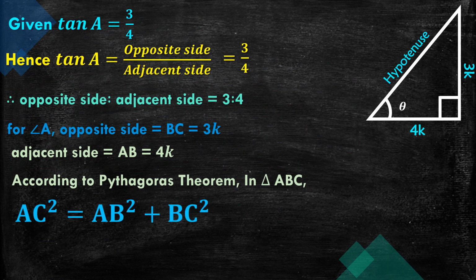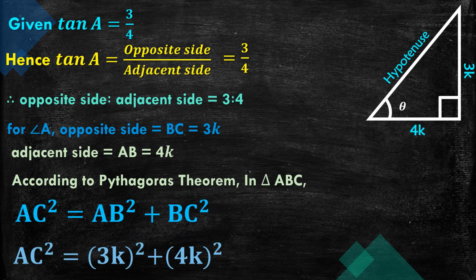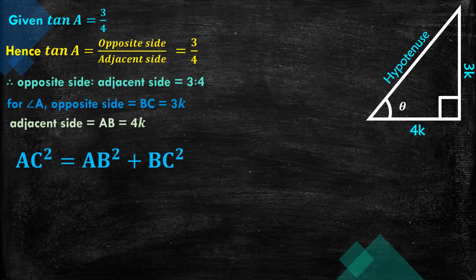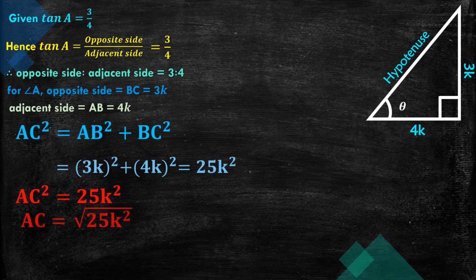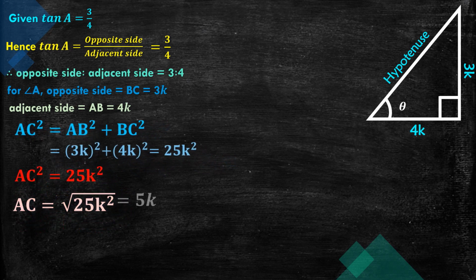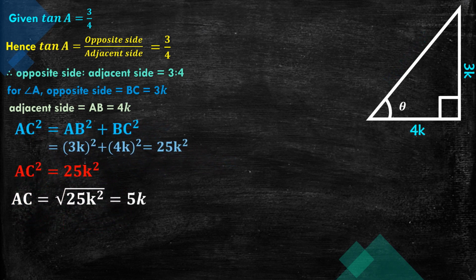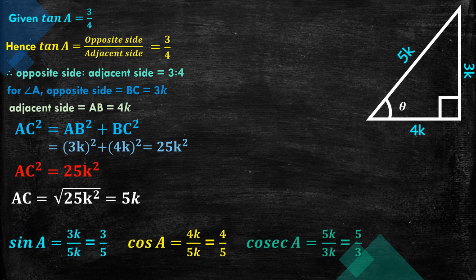In triangle ABC, AC square is equal to AB square plus BC square, that is equal to 3K whole square plus 4K whole square. AC square is equal to 9K square plus 16K square, which is equal to 25K square. AC is equal to square root of 25K square, that is equal to 5K. We know that sin A is equal to opposite side by hypotenuse, that is equal to 3K by 5K. K and K get cancelled, 3 by 5.